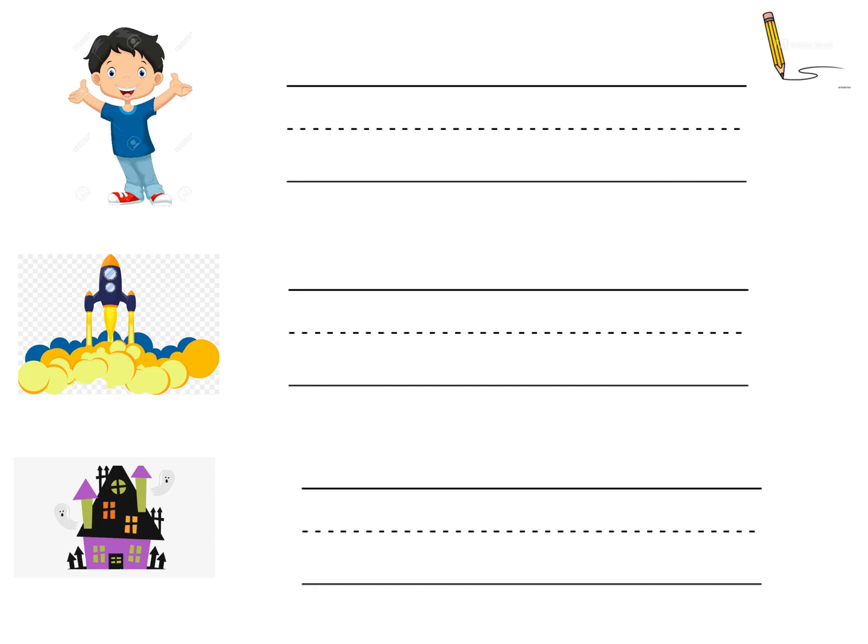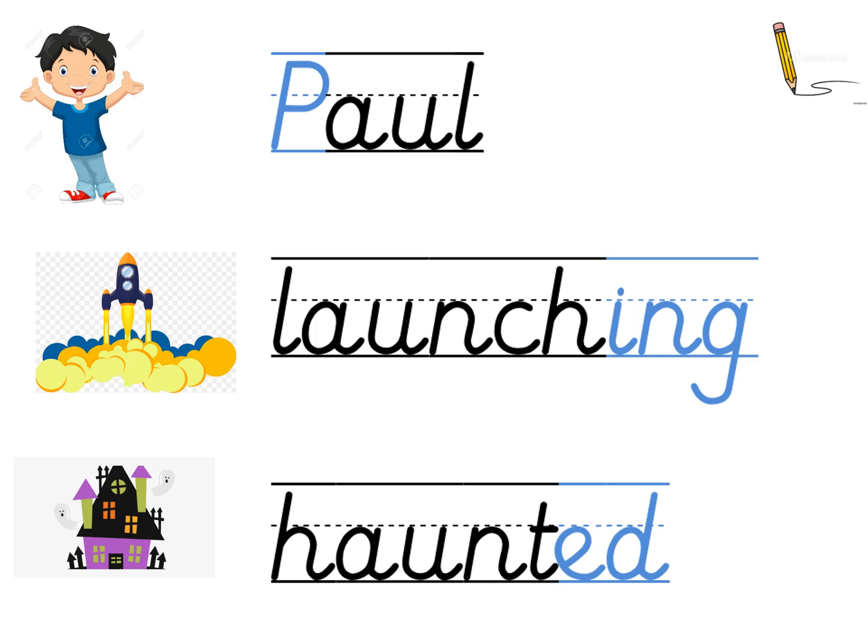Let's check our spellings. Did you remember the capital P for Paul? If you did, you can have 2 ticks. Launching has the suffix ing at the end. If you remembered that, you can have 2 ticks as well. And another 2 ticks if you remembered the E and the D on haunted. Have you had any marvellous mistakes to correct? It's really great to make those marvellous mistakes. It means that we're going to remember it better for next time.